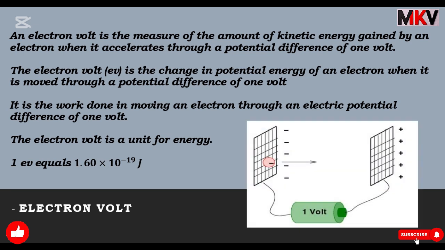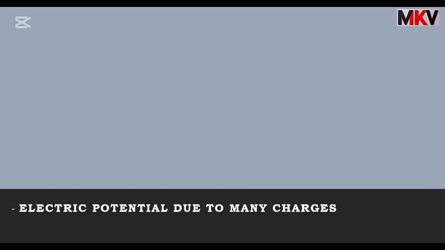So when we move an electron from the negative plate to the positive plate, and the potential difference between the plates is 1 volt, that acceleration or that movement and the existence of kinetic energy gives the electron volt. So we take note of that.